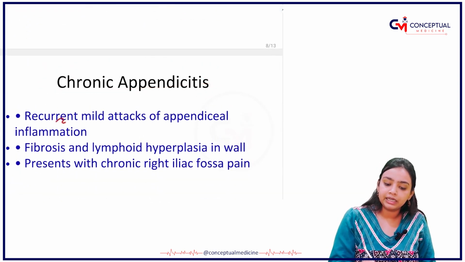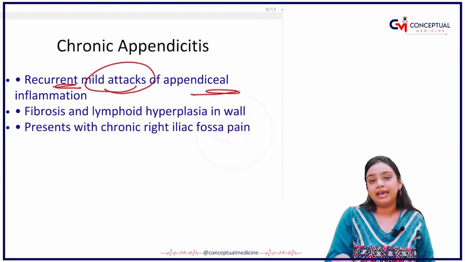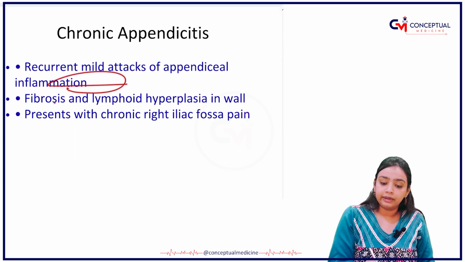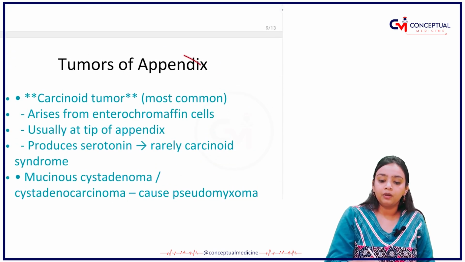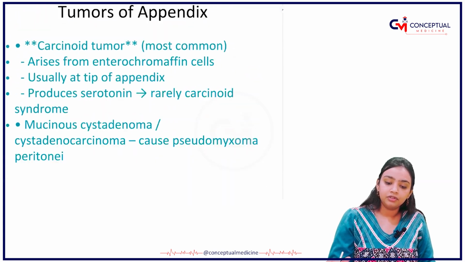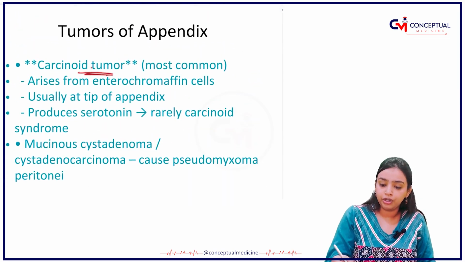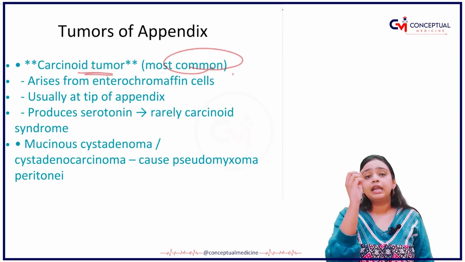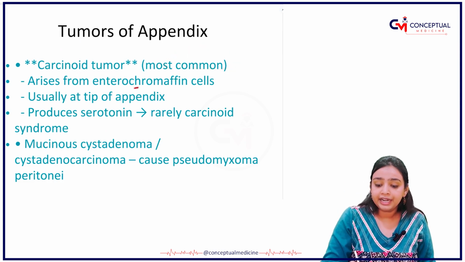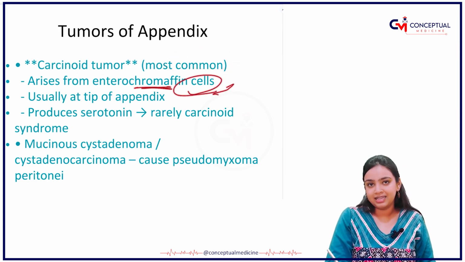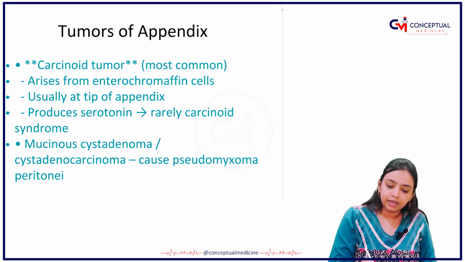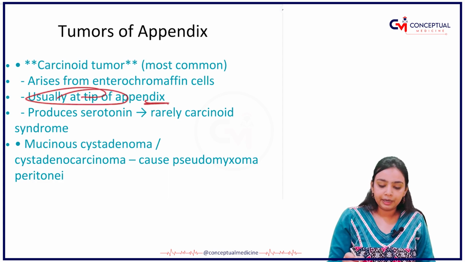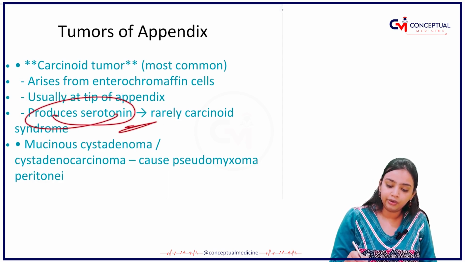In chronic appendicitis, you have recurrent mild attacks of appendiceal inflammation, then fibrosis and lymphoid hyperplasia in the wall. What are the tumors of the appendix? The tumor you have is the carcinoid tumor, which is the most common. It arises from enterochromaffin cells. Enterochromaffin cells, you need to remember this. They are usually present at the tip of the appendix and produce serotonin.